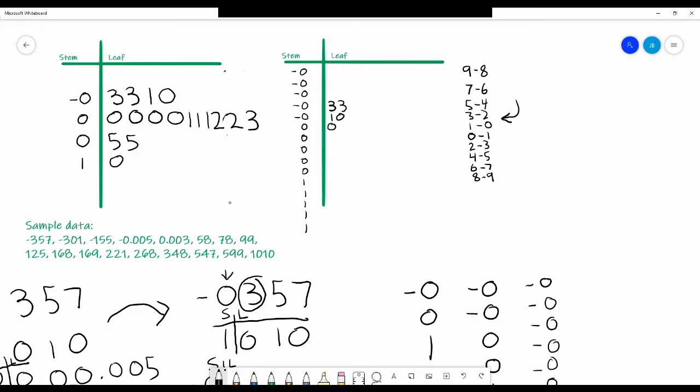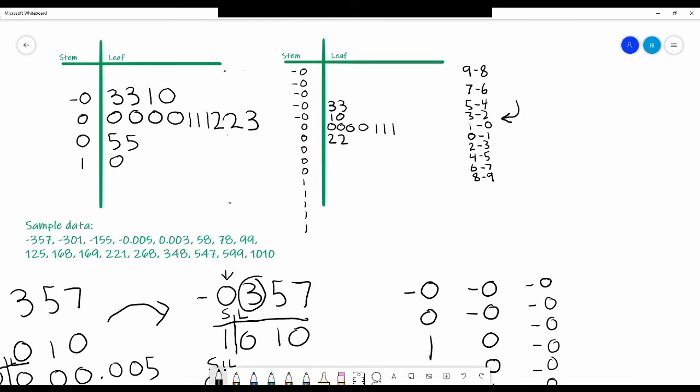58 is going to be another 0 in the first bracket. Same with 78 and same with 99. 128 is going to be a 1 in the first bracket. 168 is going to be a 1. 169 is going to be a 1. Next, we're at 221, which is a 2 in the second bracket. Throw that there. 268, another 2.